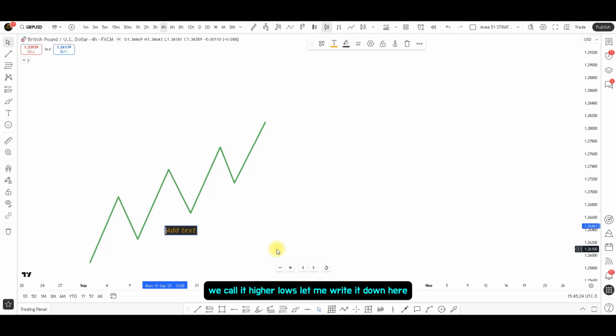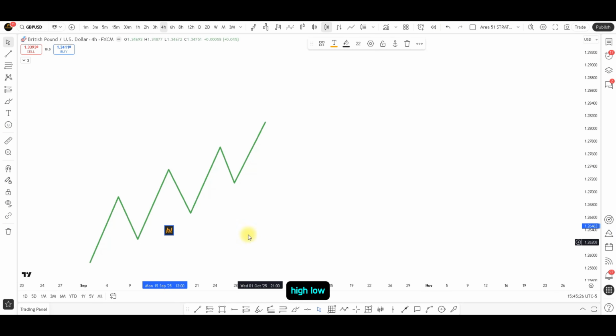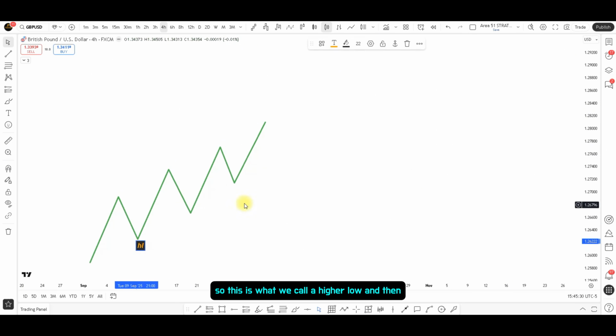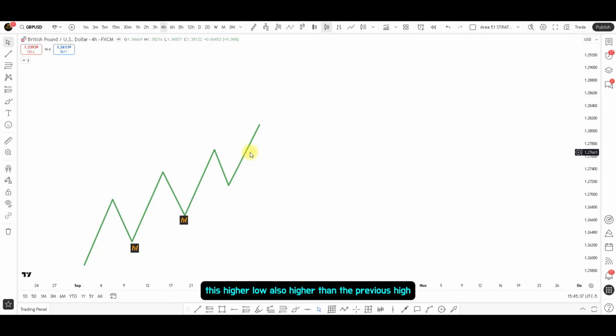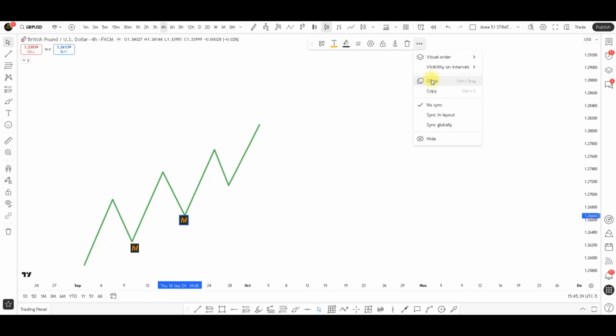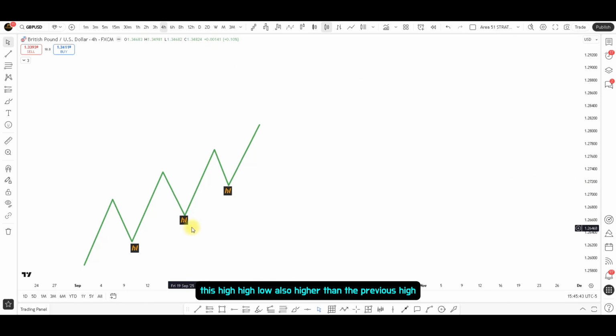Let me write it down here. Higher low. Let's take this and put it right here. So this is what we call a higher low, and then this higher low is also higher than the previous low. This higher low is also higher than the previous low, and the highs over here are what we call higher highs.